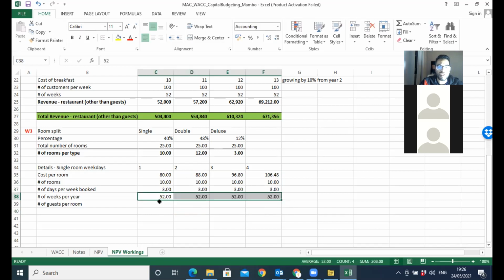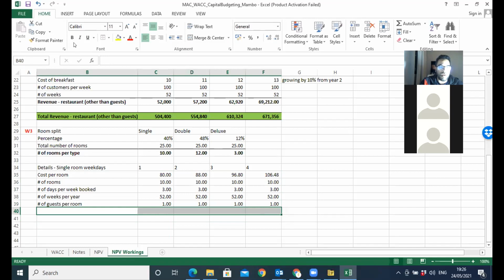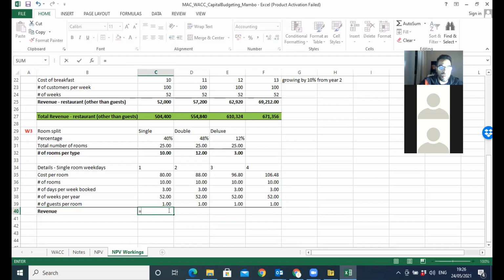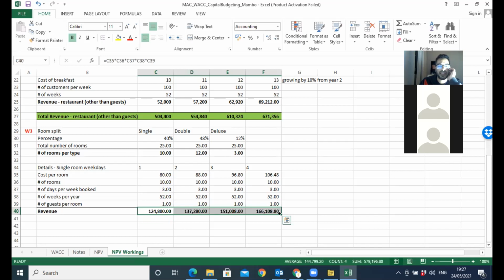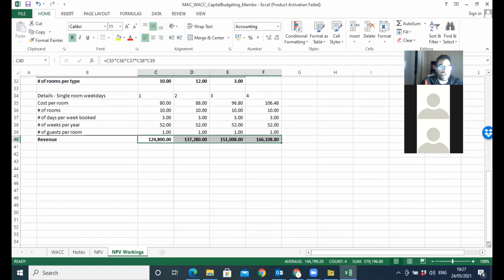And for single rooms, there's only one guest per room. So therefore revenue is going to equal that multiplied by 10 rooms, multiplied by 3 days per week, multiplied by 52 weeks per year, multiplied by 1 guest. Okay, so that is going to be that revenue. Now we can just copy and paste all of this and change the variables. So that is single room weekdays.